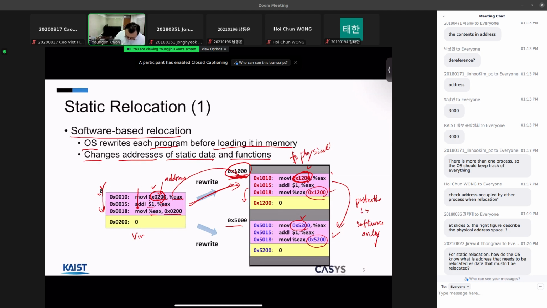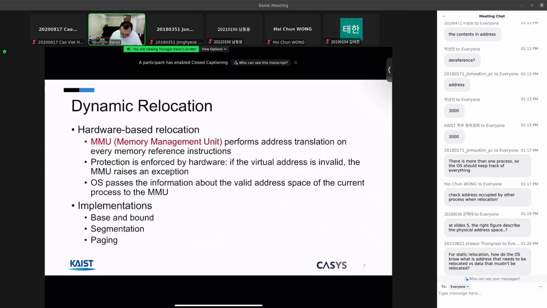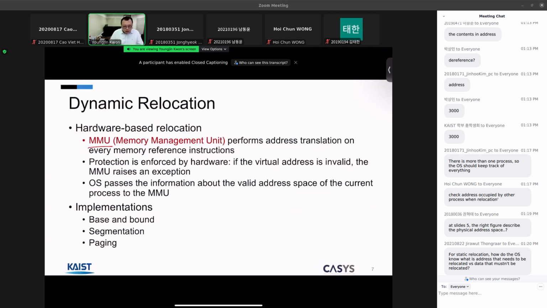All right, the next thing is hardware-based relocation using the memory management unit, which performs address translation of every memory reference instruction. So the operating system does not patch it, but when applications start accessing memory, the hardware patches it. The hardware translates it. Protection is enforced by hardware: if the address is not valid, it raises an exception, some kind of different exception.